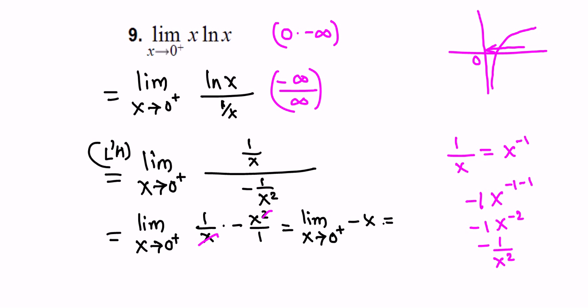There is no more fraction, so we simply plug in x equals 0. This plus is just for the direction, so negative 0, which is 0. So the final answer is 0. For some reason we found 0 times negative infinity to be 0, but that's not always the case. Just look at the next example.